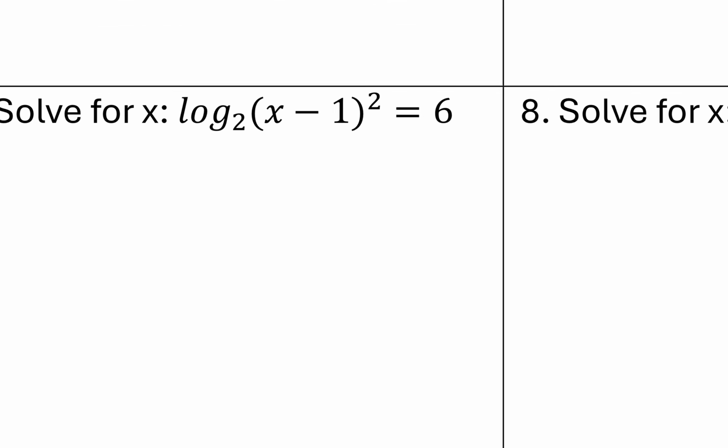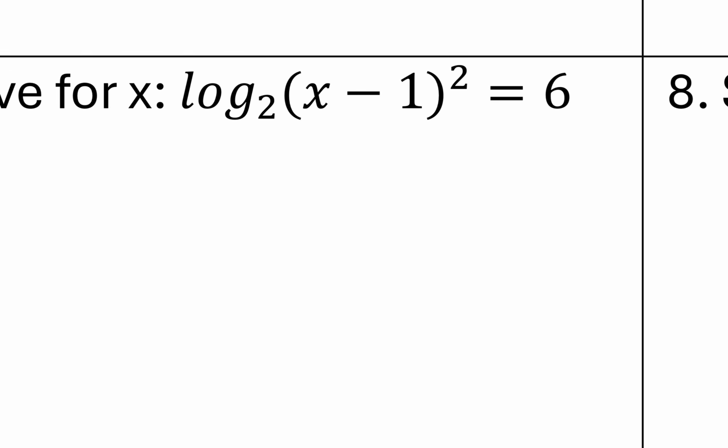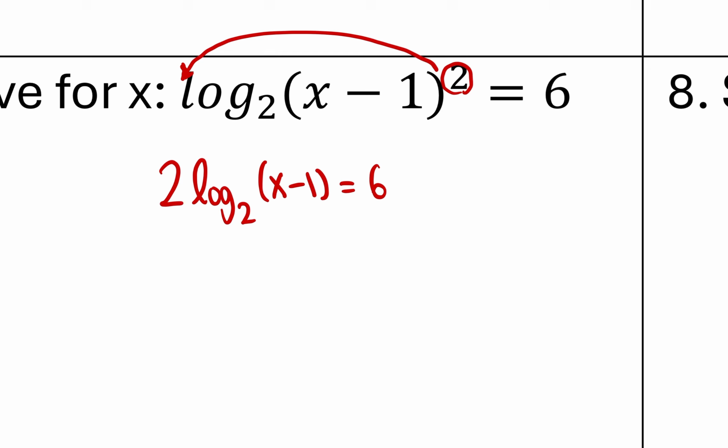From there, moving on to question number 7. This one, we have to apply the power rule of logarithms. Why is that the case? Well, if you ever have an exponent, you have to move it to the front. So this will turn into 2 times log base 2 of x minus 1 is equal to 6.